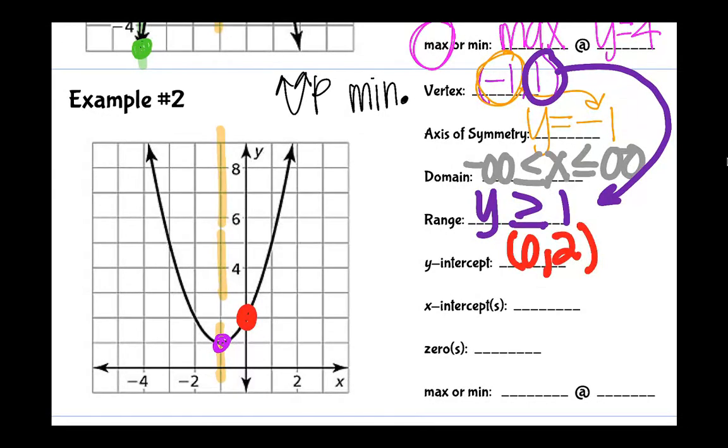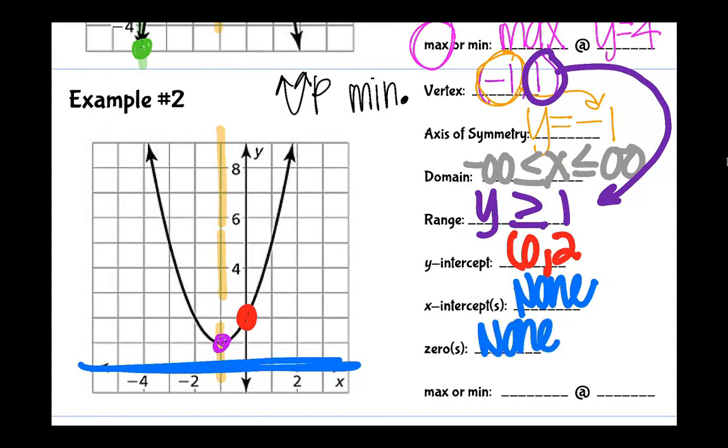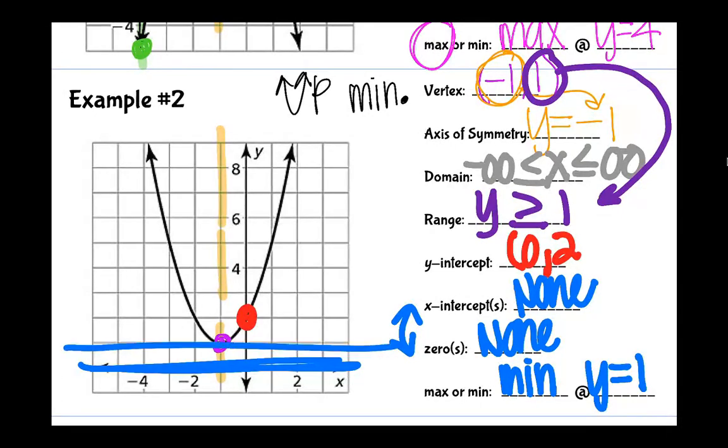X-intercepts. Notice here's my x-axis, and the graph isn't touching it, so there are none. So you would just write none. And again, those 2 are the same thing, so I'm writing none. These 2 should always be the same. X-intercept and zeros are the same thing. We already talked about this. There is a min, and the minimum point is at y equals 1. It's not going to go lower than right there at y equals 1.